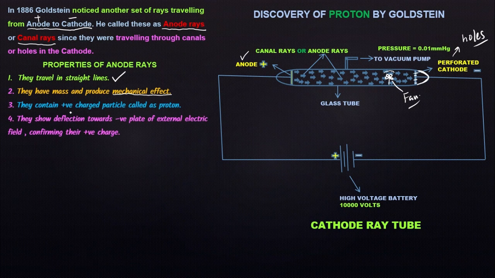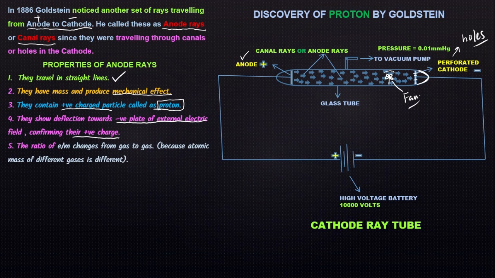Now they contain positively charged particles, and they called it proton. They show deflection towards the negative plate of the external electric field, confirming their positive charge. On the contrary to the cathode rays, these anode rays deflect towards the negative plate of the external electric field. So if we apply an electric field across this tube, these anode rays will get attracted towards the negative plate of the electric field. So they bend towards the negative plate. And this is how they confirm the positive nature of anode rays.